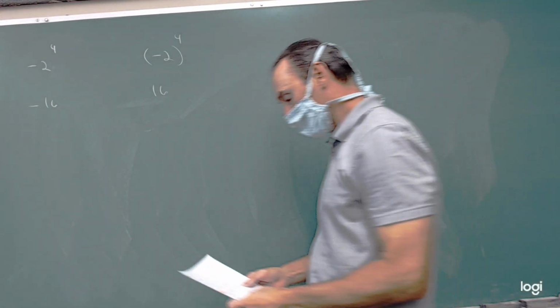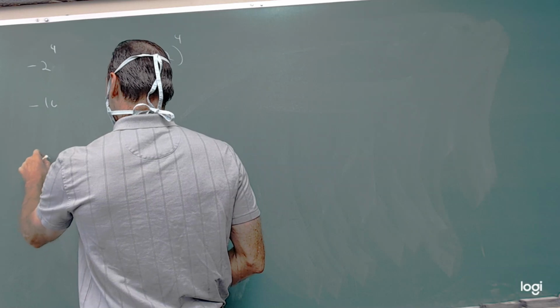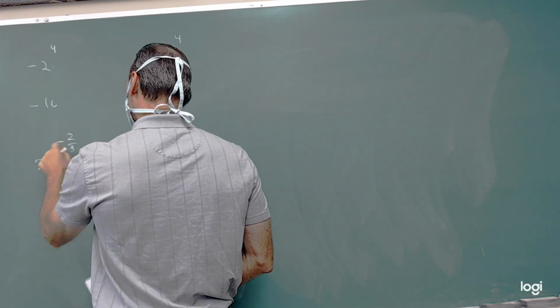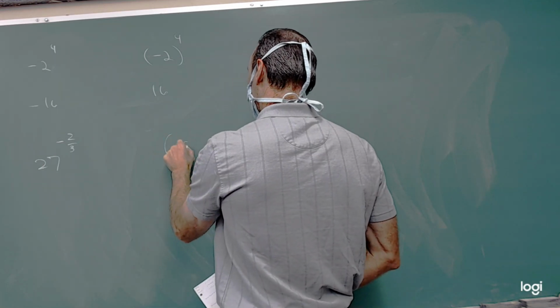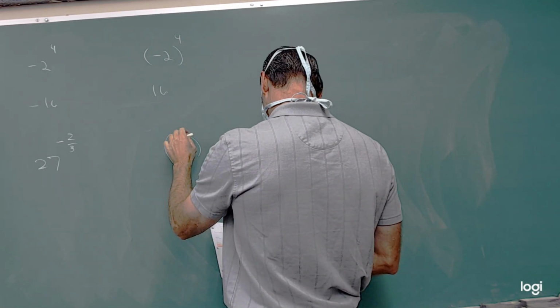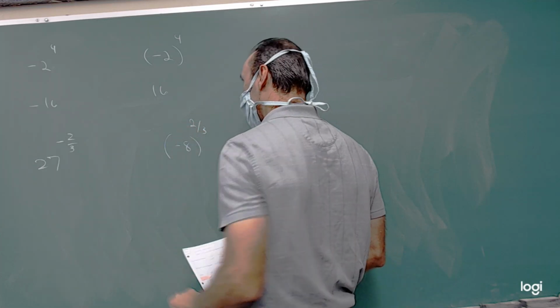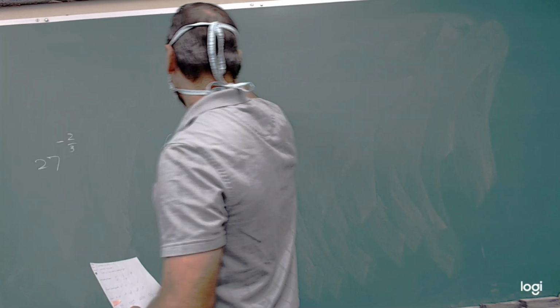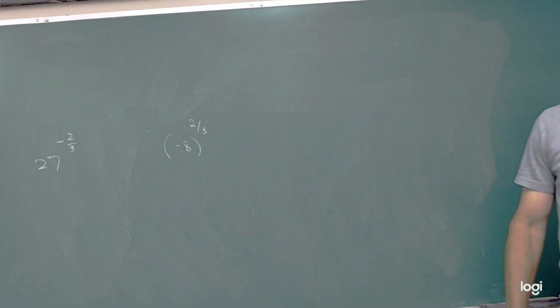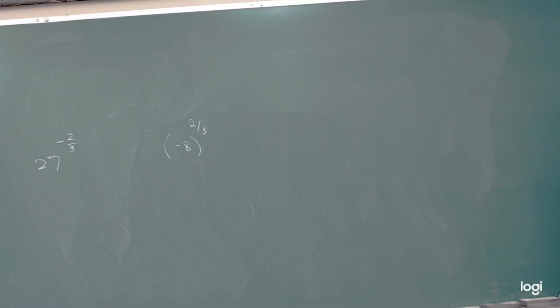Okay? So let's try 27 to the negative 2/3. And we'll compare and contrast that to a negative 8 to the positive 2/3 power. So how can we sort out negatives in different places, and what does the parentheses mean, if anything?